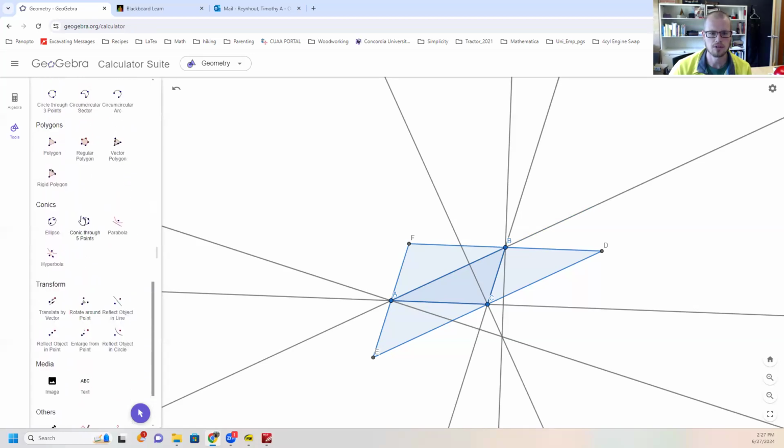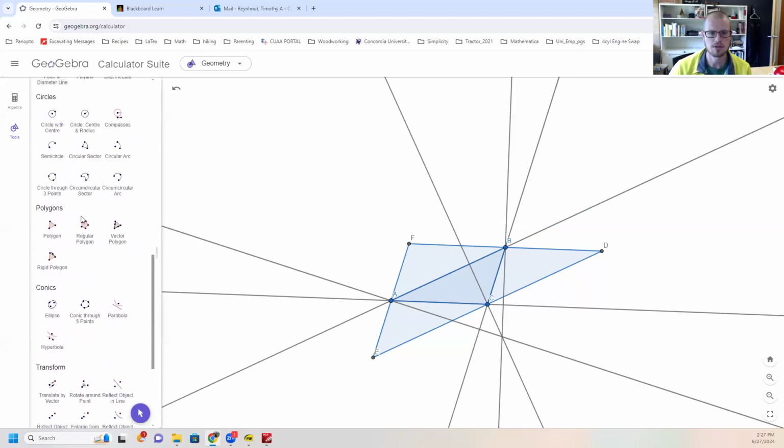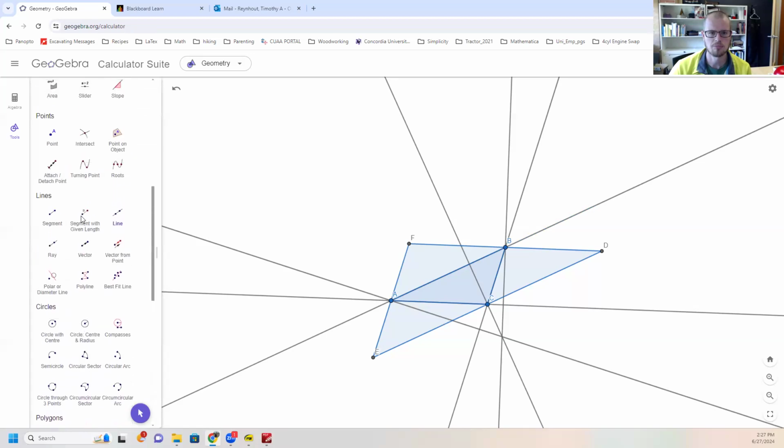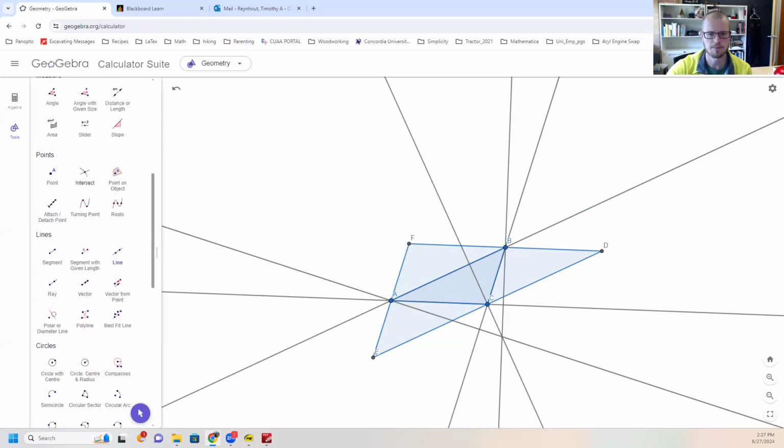And I overlooked the intersection somewhere along in here. Points, intersect. Here we are. The intersection of this line, which is the altitude, and this line, which represents the other side, so that gives us G.